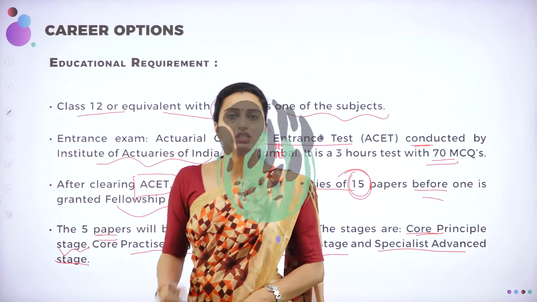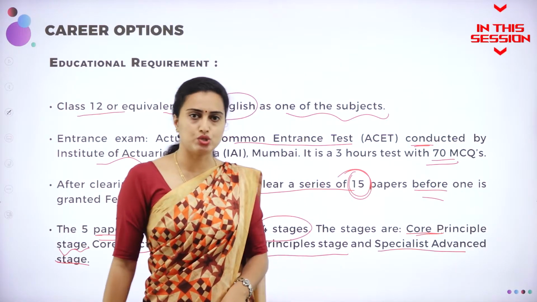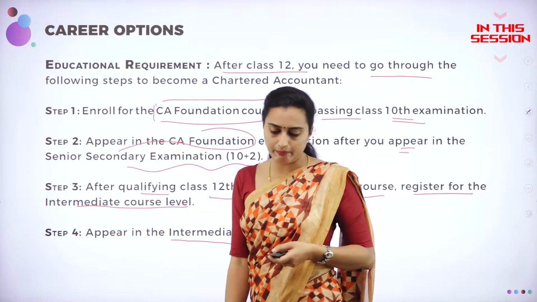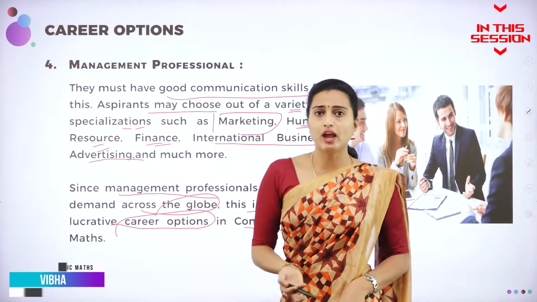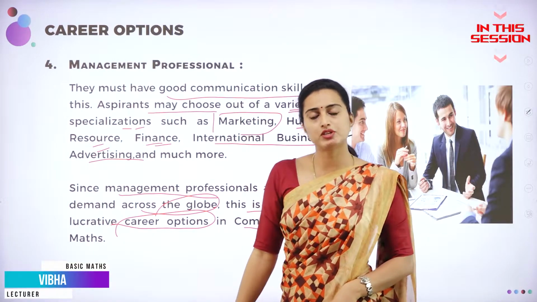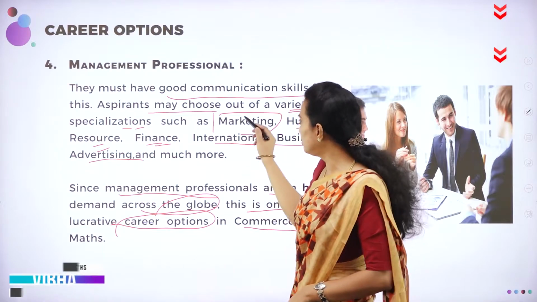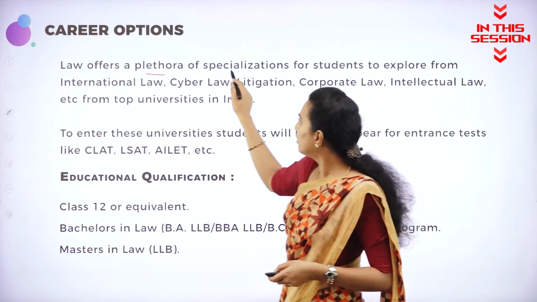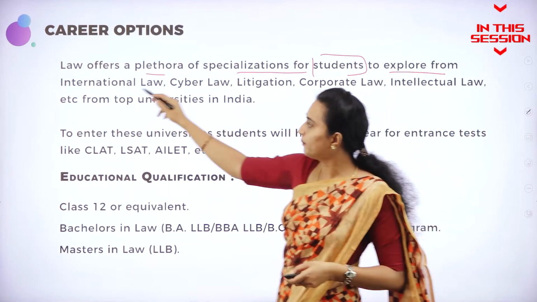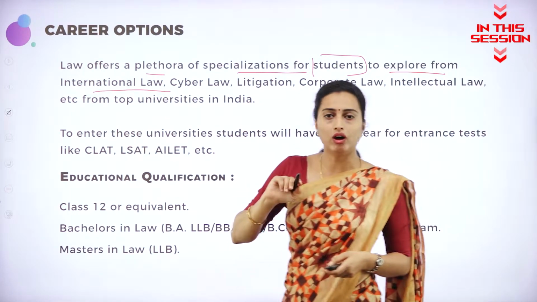All these stages you need to clear to become an actuary. Step 4 is what? Appear in the intermediate course examination. What is the educational requirement to do the management professional, to become a management professional? The plethora of specialization for the students to explore from the international law.